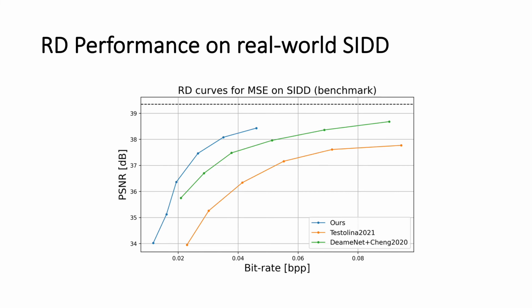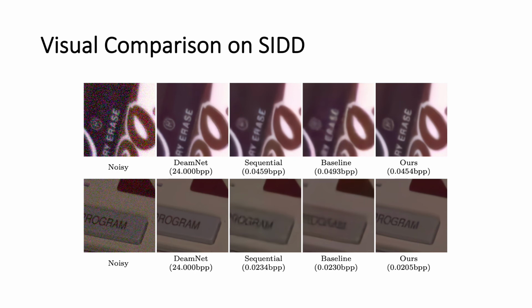We also validate our joint method on the real-world SIDD, and our method outperforms all the baseline solutions. Some visual results on SIDD. We can see that the texts in our results are much clearer at even slightly lower bitrate.